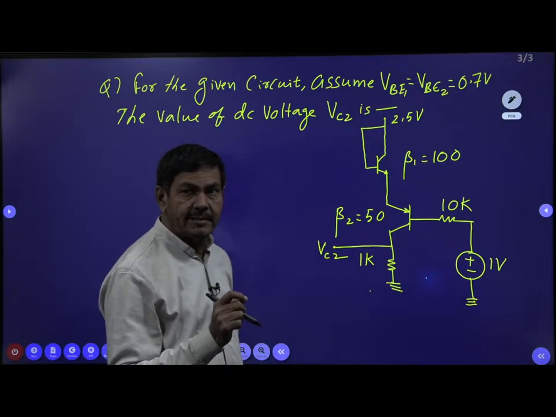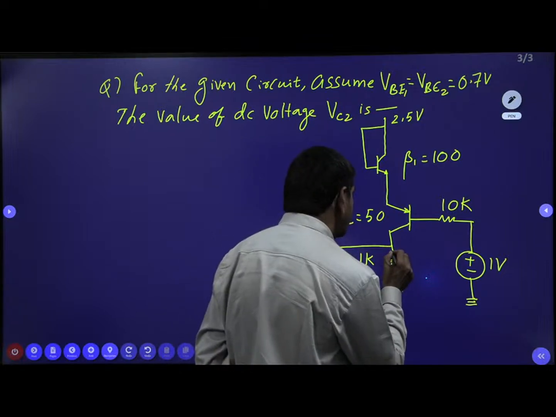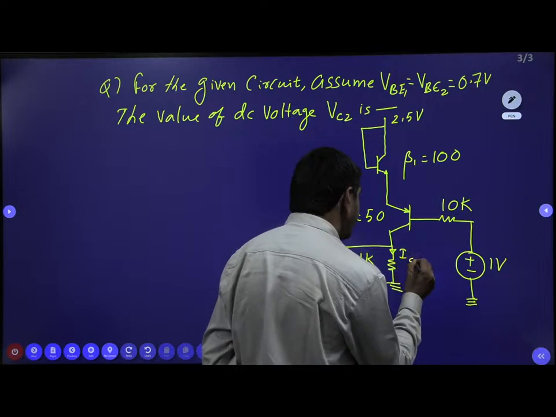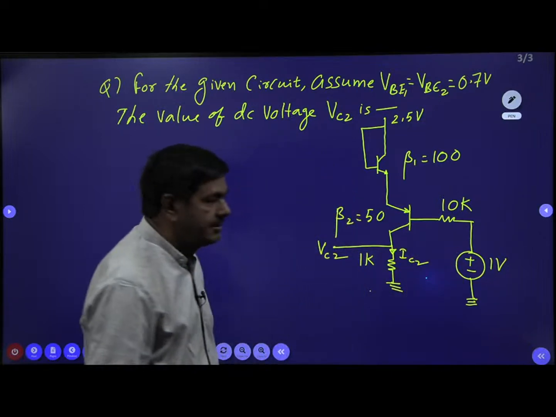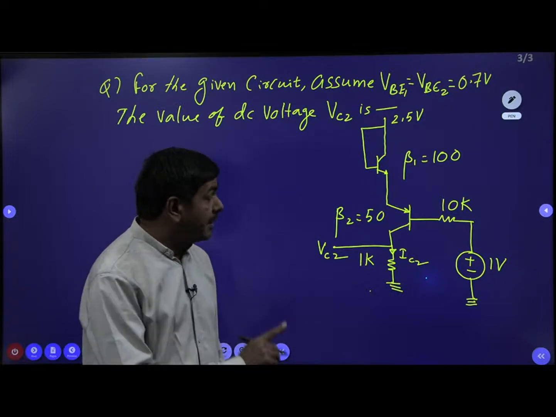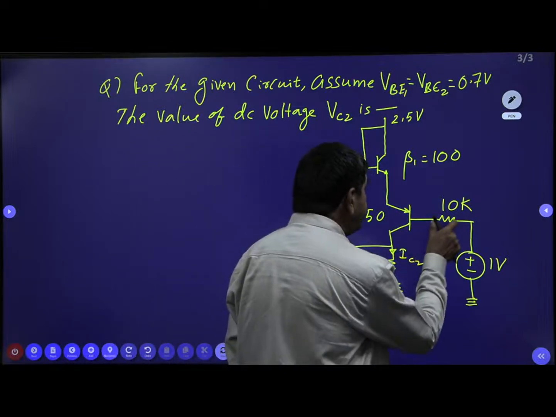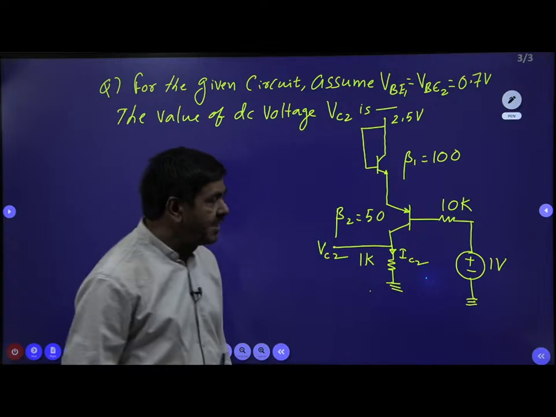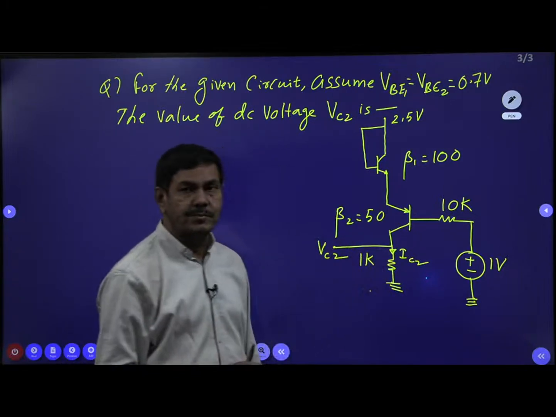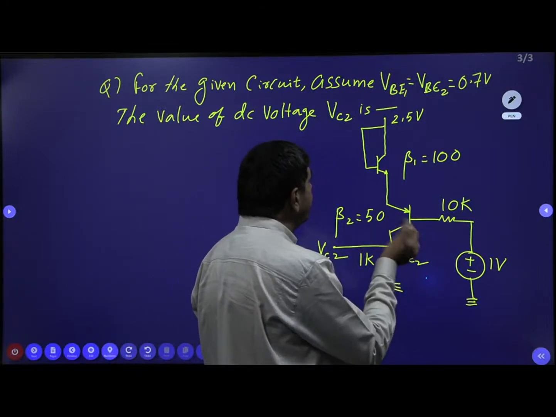To find the drop across this 1K, we must know the current IC2. Without knowing this collector current, we cannot get the VC2 value. But how to find that IC2? You need to know the base current also. Once you know the base current of the second transistor, you can determine IC2. Otherwise, it is impossible. I will do it in a very simple way now.